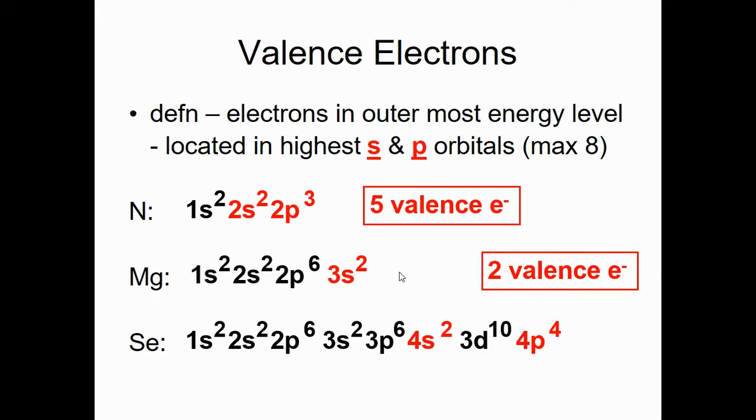Let's look at selenium. Its electron configuration is 1s2, 2s2, 2p6, 3s2, 3p6, 4s2, 3d10, 4p4. Its highest energy level is 4. Even though there's 3d in the middle, its highest energy level is 4. How many valence electrons does it have? 2 plus 4. It has a total of 6 valence electrons.